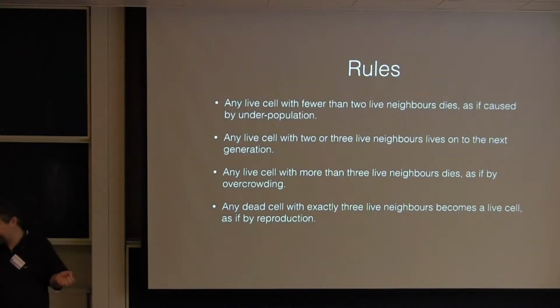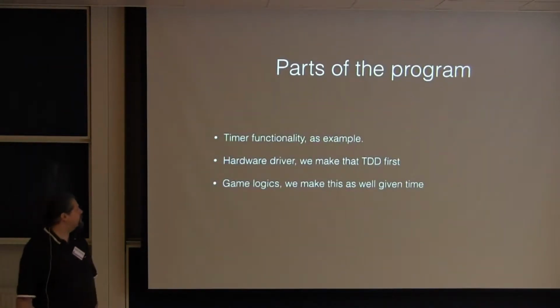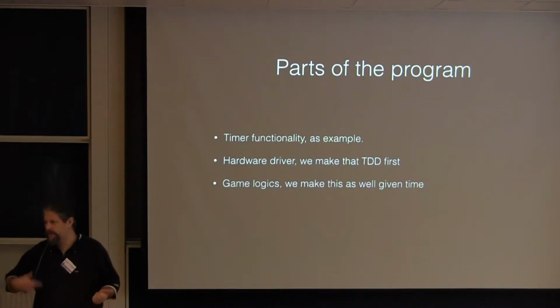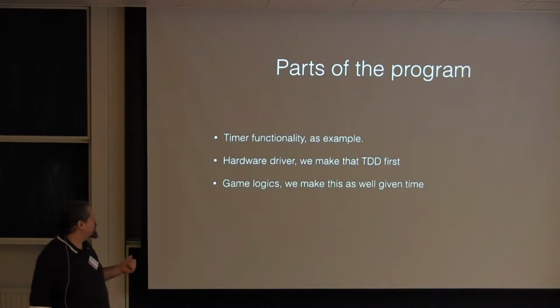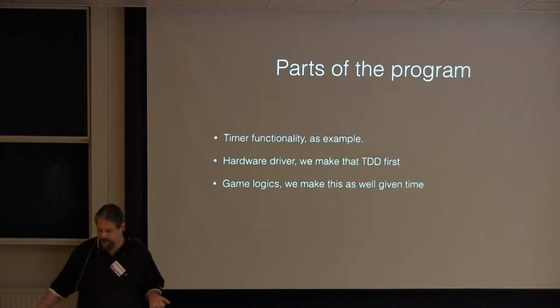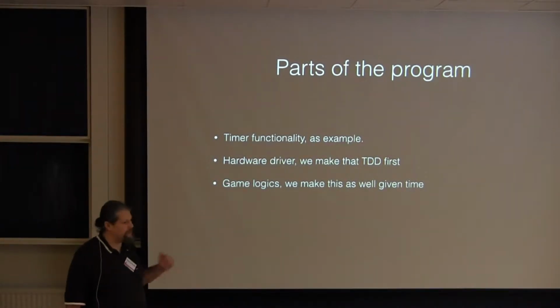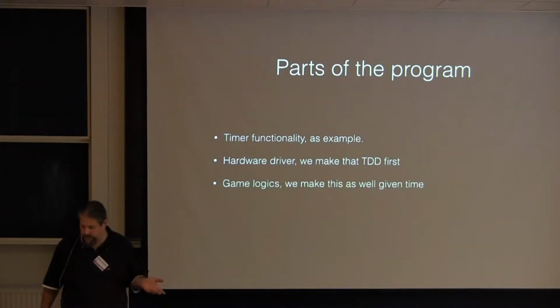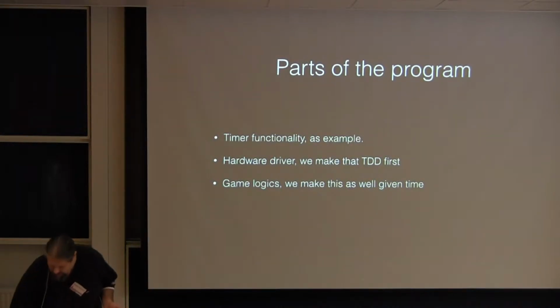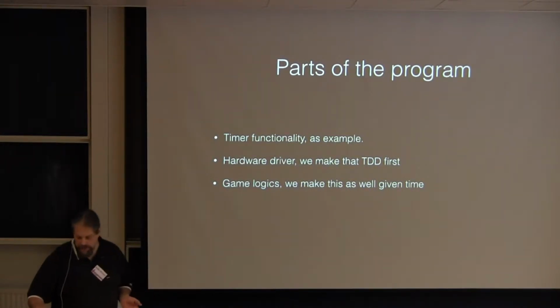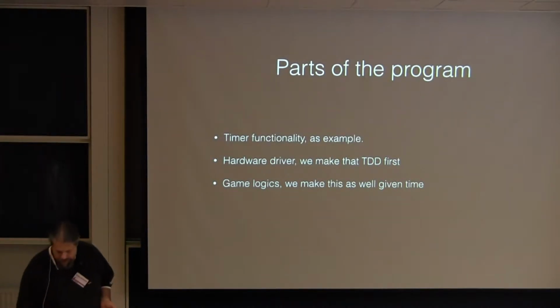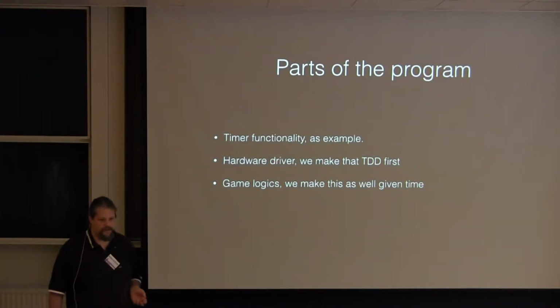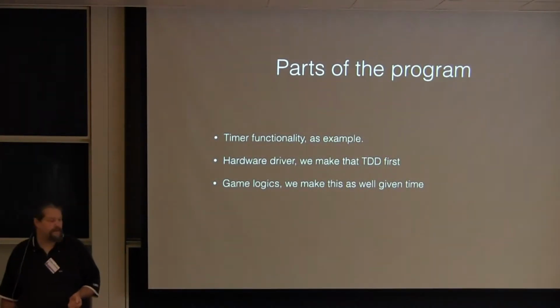So those are the rules. In my program, I will use time functionality, so I can tick each new generation every second, and I can update the LED matrix display every 10 milliseconds. I have a hardware driver that actually drives the hardware I'm interested in, this LED display, the LED matrix. And I have it driven directly from the Arduino, and that's the absolute simplest way to do that. And of course I need something to drive the game matrix.